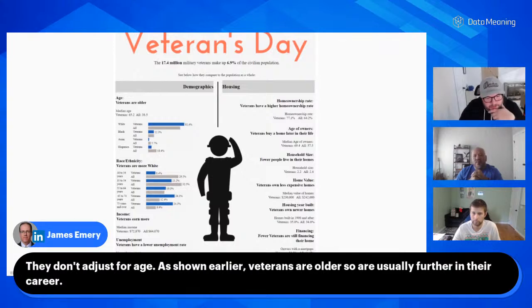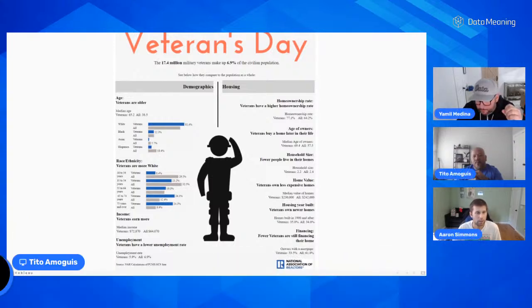James Emery in the chat said they don't adjust for age. As shown earlier, veterans are older, so are usually further in their career. James, does that mean you're talking about the salary, when Tito was talking about the salary? Tito, when you mentioned that it says veterans earn more, I'm seeing 72 versus all. I'm not in the military, so correct me if I'm wrong, but veterans have been in the military for numerous years. What does that all mean?